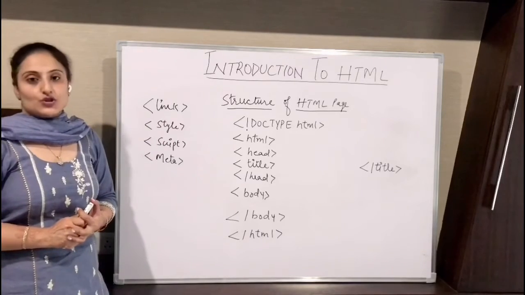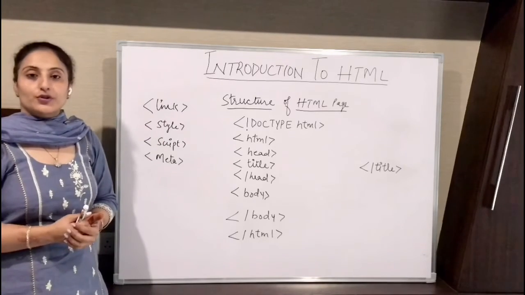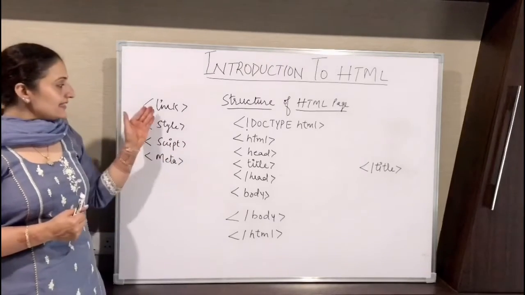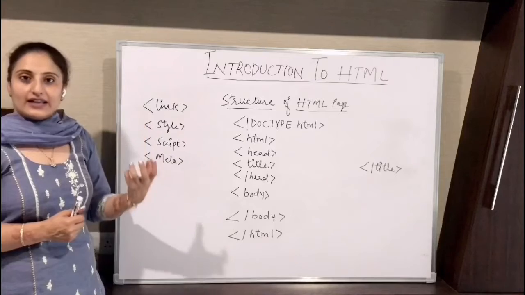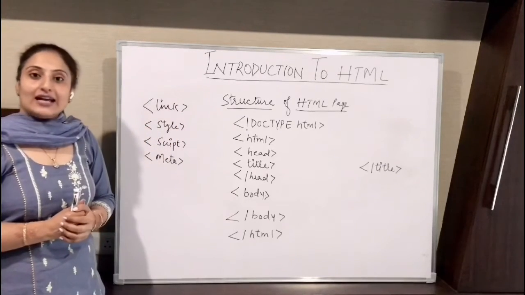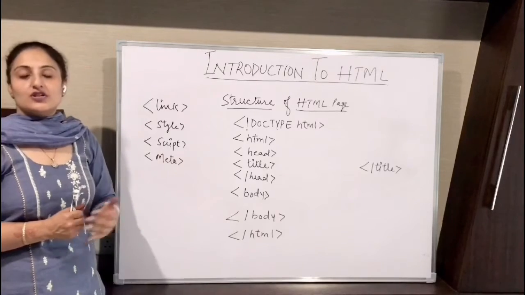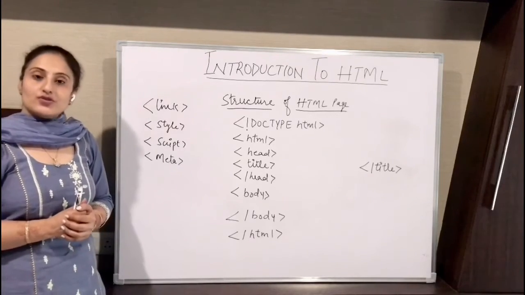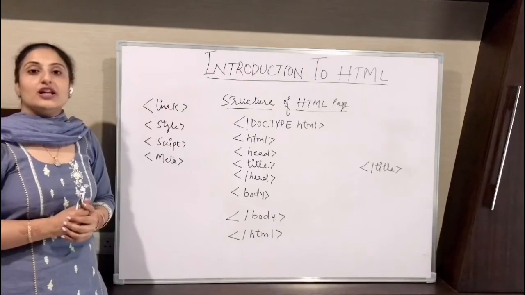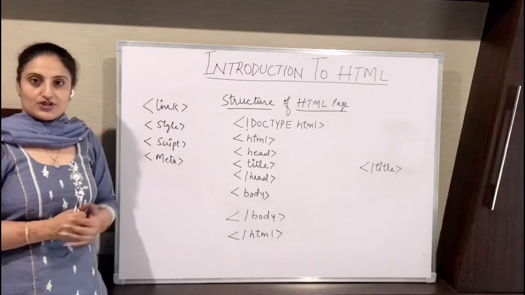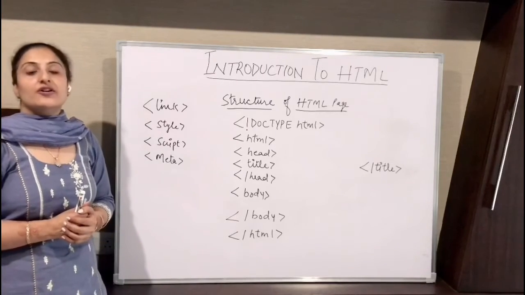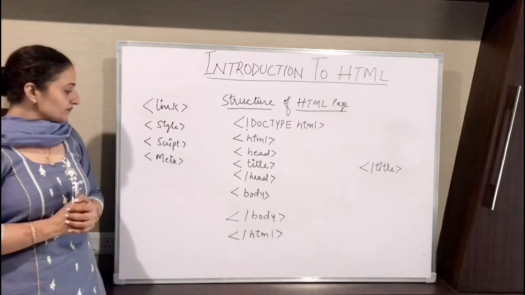Now, what is the purpose of link tag? Link tag is used whenever you want to use some external file within your document. Then this tag is used to create a link to that external file. Second is style tag. Style tag is used to include CSS rules to your document. Script tag is used to include different scripting languages within your web page. For example, JavaScript, VBScript, etc.